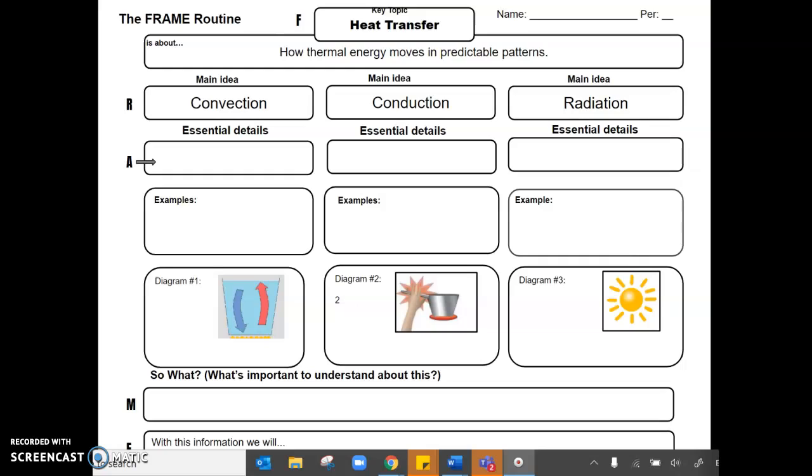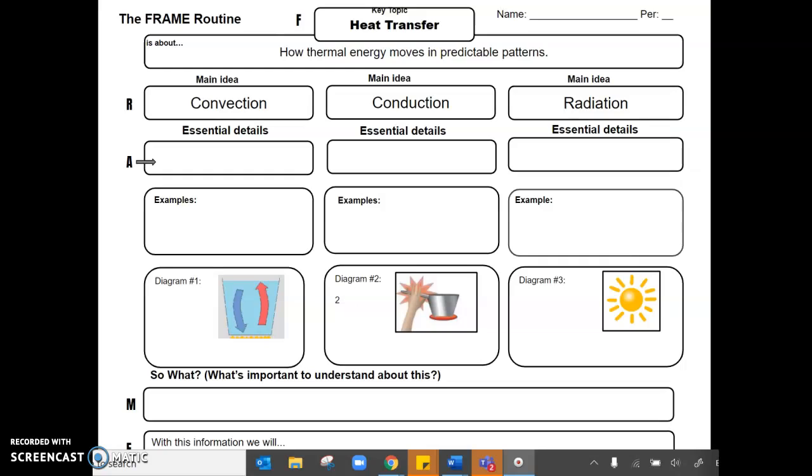In this example from 6th grade science, there are 3 main ideas, but you can use it with topics that have as few as 2 main ideas or as many as 4 or 5 main ideas. The linking word for FRAME is actually frame. The first linking step is to focus on the topic, in this example, heat transfer. And then is about revealing our main ideas: convection, conduction, and radiation.